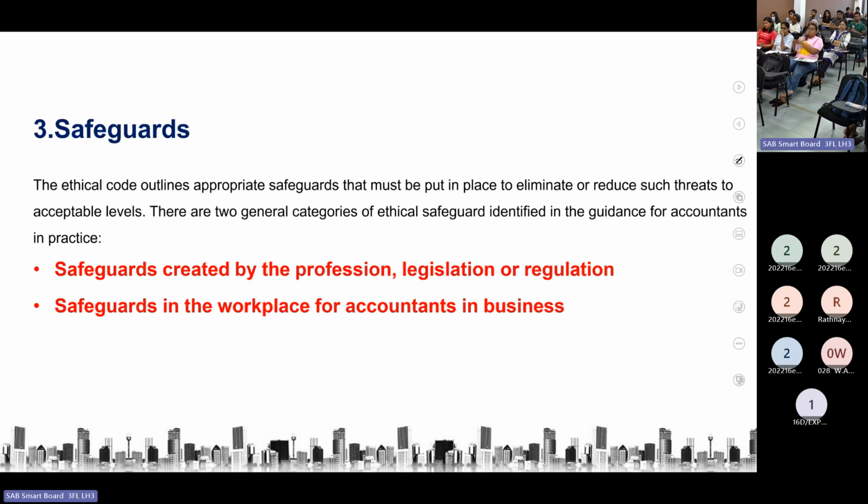So these are the safeguards. That means I'm discussing the middle of the 3 points. So safeguards created by the profession, legislation or regulations, and safeguards in the workplace, for the accountant's business, and safeguards of the team.